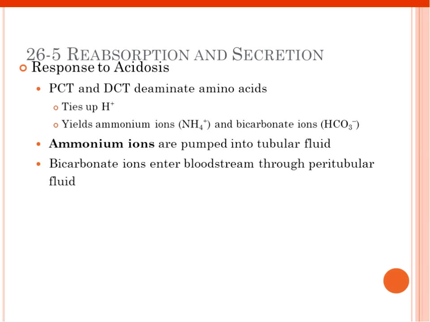So the way that your body responds to acidosis is that the proximal convoluted and distal convoluted tubule will start to take off the amino groups, or deaminate the amino acids, in order for those excess hydrogen ions that are floating around to be tied up. So we're going to have lots of ammonia ions and bicarbonate ions as a result of this. The ammonia ions we'll get rid of in the tubular fluid, or we can get rid of them in the filtrate or the urine or the pre-T. The bicarbonate ions, we want to put those into the bloodstream so that they can tie up any of those excess hydrogen ions to bring the pH back up to where it needs to be at 7.4.